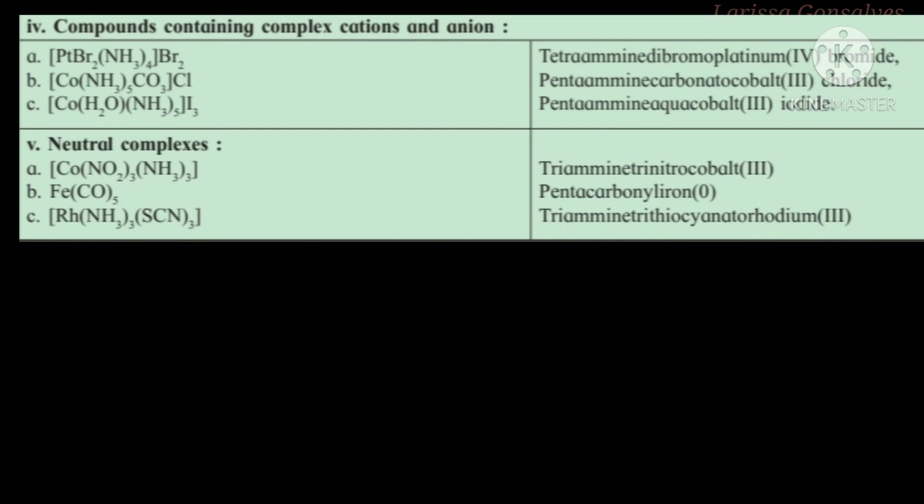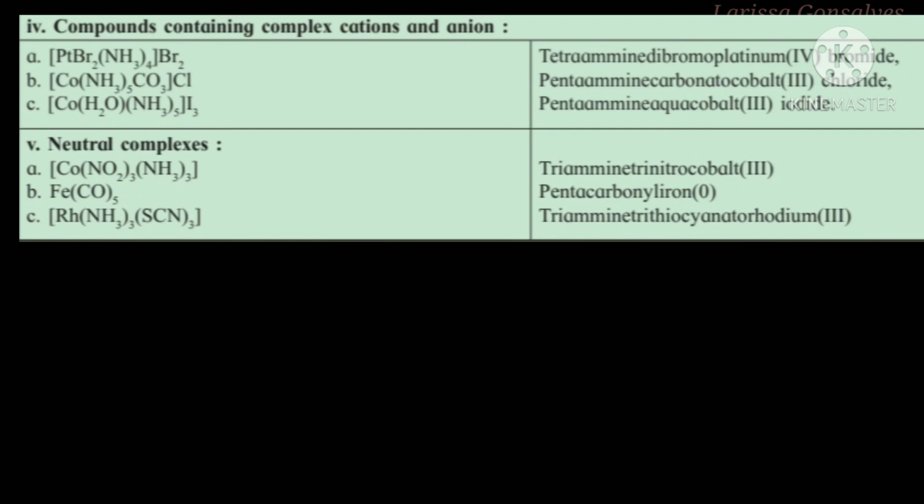The last set is of neutral complexes. Neutral complexes are those which do not include a plus or a minus charge on the coordination sphere. The first example is Co(NO2)3(NH3)3. Here we have two types of ligands, that is amine and nitro. So of course according to alphabetical order we will write amine first. So it will be triaminetrinitrocobalt, then the oxidation state of cobalt, which is 3.